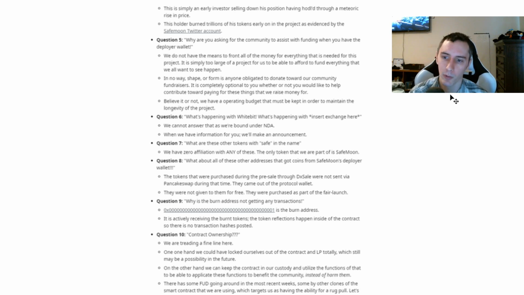Okay. Question 7. What are these other tokens with Safe in the name? We have zero affiliation with any of these. The only token that we are part of is SafeMoon. And they've also reiterated in the AMAs that if they were to make any kind of a derivative, they would make a public announcement and it would be a big deal. Okay. So as it is right now, there's only SafeMoon as of the time of making this video. Who knows in the future, right?